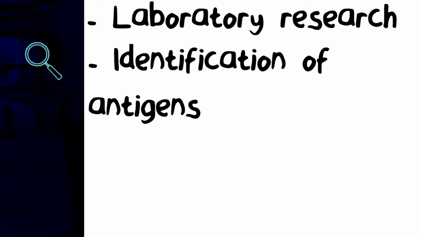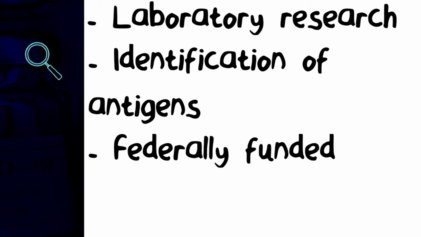The exploratory stage. This stage involves the normal laboratory research lasting 2 to 4 years. Scientists identify natural or synthetic antigens that could help prevent or treat a disease. This research is federally funded. These antigens could include all the types mentioned in video 2, like pathogens, viruses, or fungi.